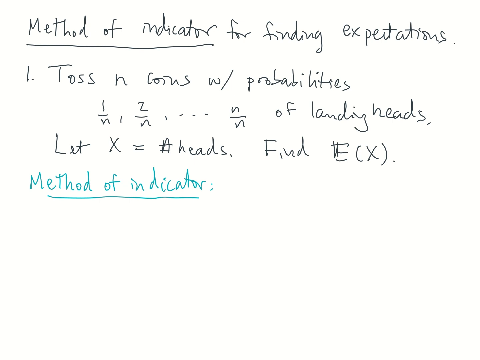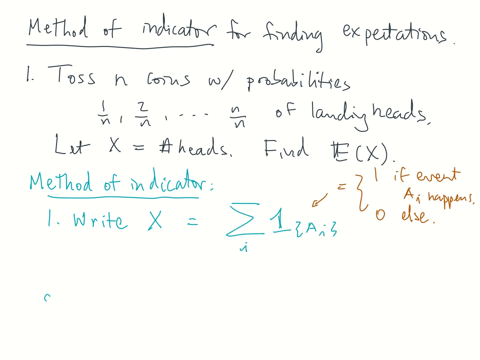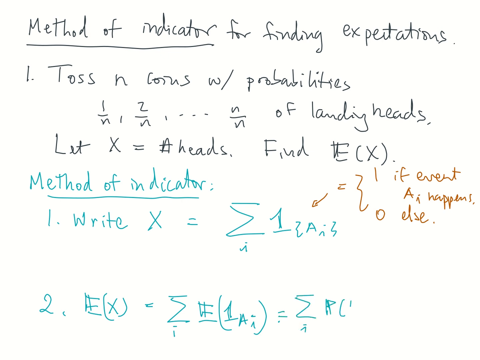It has 2 steps. Step 1, write X as a sum of indicators. Step 2, apply linearity of expectation. Since the expected value of an indicator of an event is just the probability of that event, this reduces the problem to finding the probability of individual events. So how can we apply the method of indicator here?